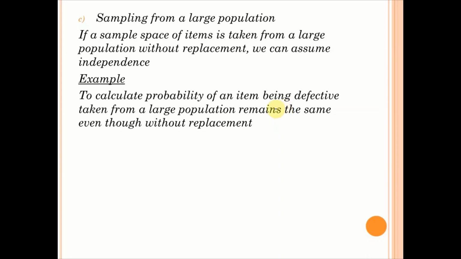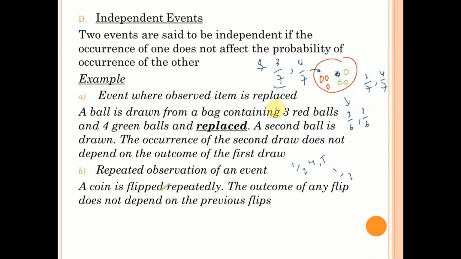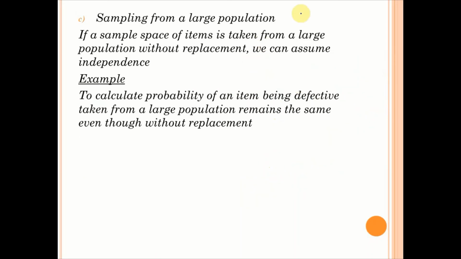Okay, so there are 3 cases when it is independent: where we replace the observed item, the repeated observation of an event, meaning the same event but done again, and then a large population.